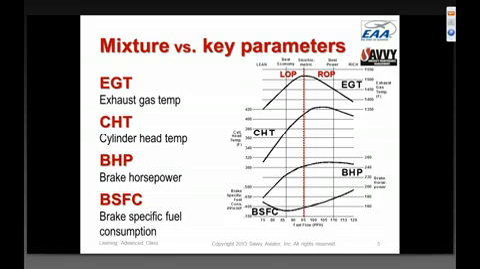Here is a graph again from the previous webinar of the key engine parameters showing how they vary with mixture. The curves are EGT, CHT, brake horsepower, and brake-specific fuel consumption, which is the measure of efficiency. In this particular graph, the x-axis, the horizontal axis, is fuel flow, with the low fuel flow or lean mixtures on the left side, high fuel flow or rich mixtures on the right side, and that dotted line down the middle is peak EGT or stoichiometric mixture.